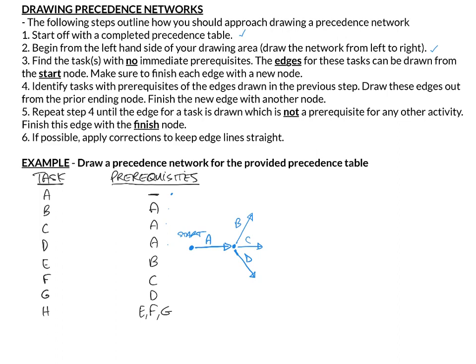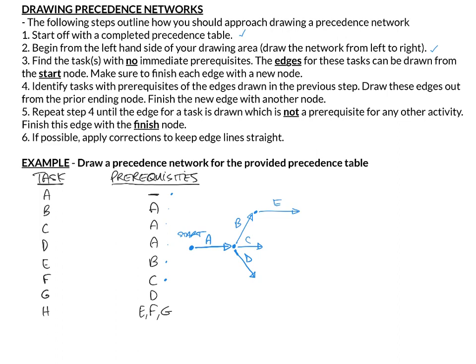Step 5, repeat step 4 until the edge for a task is drawn, which isn't a prerequisite for any other activity. So I've just done step 4. I'm going to do step 4 again, but I'm looking for prerequisites of what I drew last time. So I drew B last time. B leads to E. B has been done. It leads to E being able to be done.